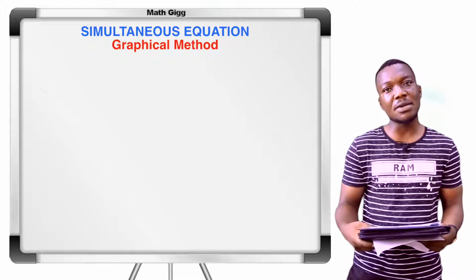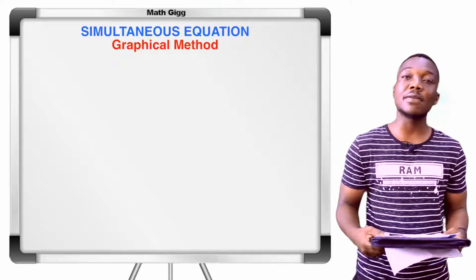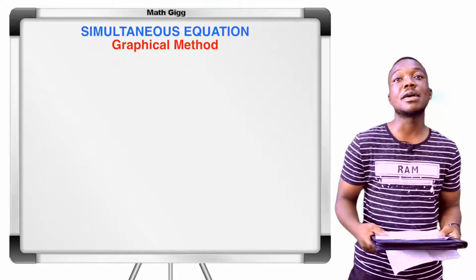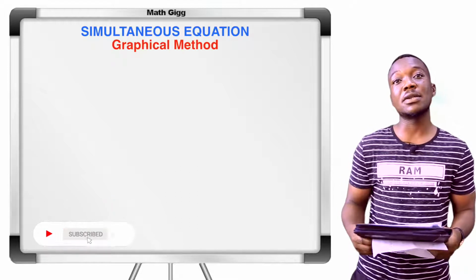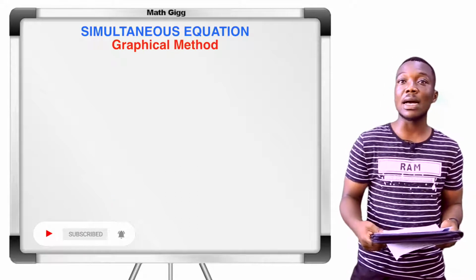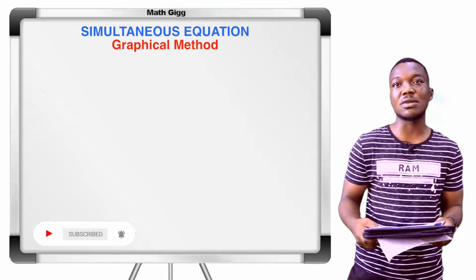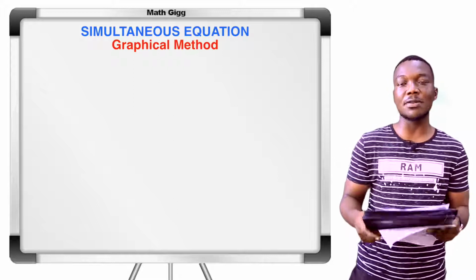Now we have three main methods in solving simultaneous equations. We have the graphical method, we have the substitution method, and then we have the elimination. Another name for the elimination is the addition and subtraction method. So it means when we get them, we are either going to add the equations or subtract the equations. Now let's start with the graphical method, which is my favorite. All right, let's move on.